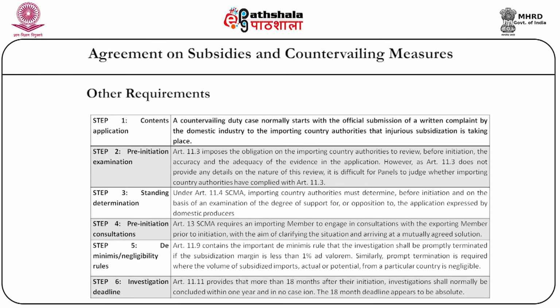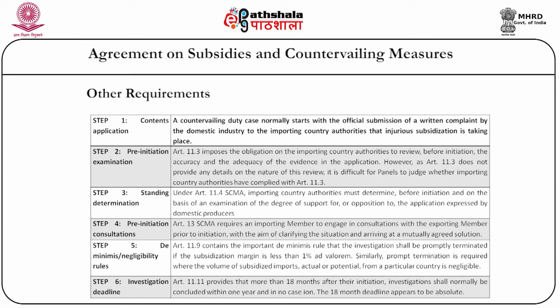Under Article 11 of the SCM Agreement, the importing country authorities must determine before initiation, on the basis of an examination of the degree of support either for or in opposition to the application, whether it has been made by or on behalf of the domestic producers. Then Article 13 of the SCM Agreement requires the importing member to engage in consultation with the exporting WTO member prior to initiation, with the aim of clarifying the situation and arriving at a mutually agreed solution. This particular consideration is extremely relevant in the case of subsidies, where the government itself is actually giving the trade distortionary support.